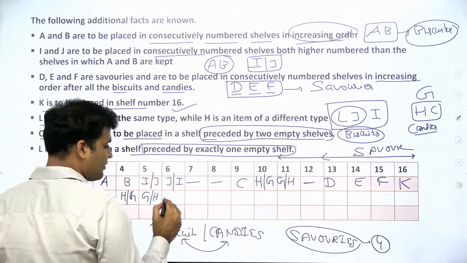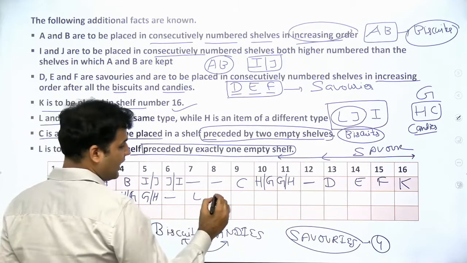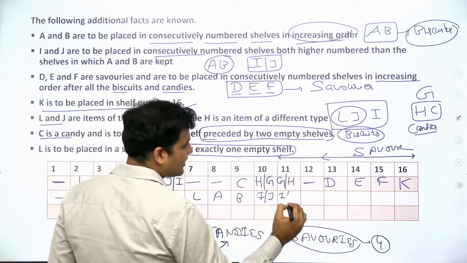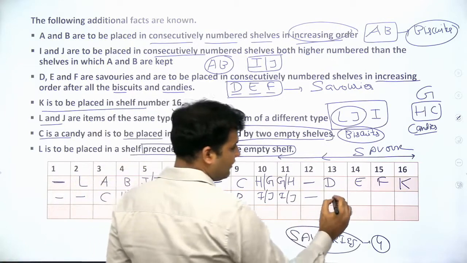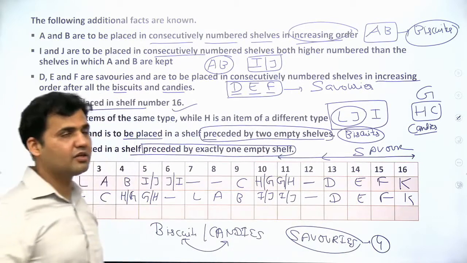Now if you start placing biscuits, L will be the first item, but before that we need 1 empty shelf. L, A, B and I and J, we do not know the exact order, and then 1 empty shelf and then all the same. So these are the possibilities for placing all the items.